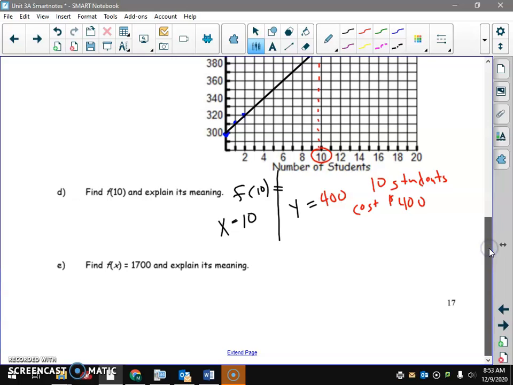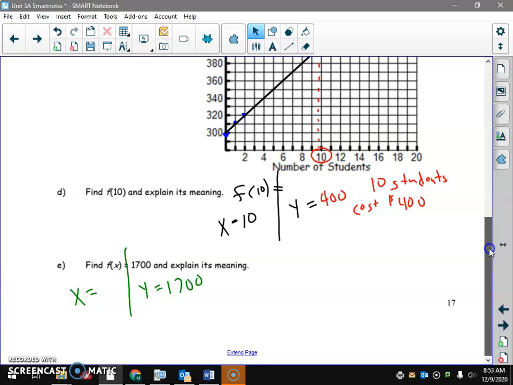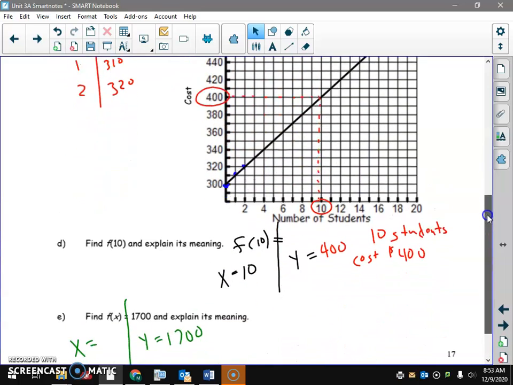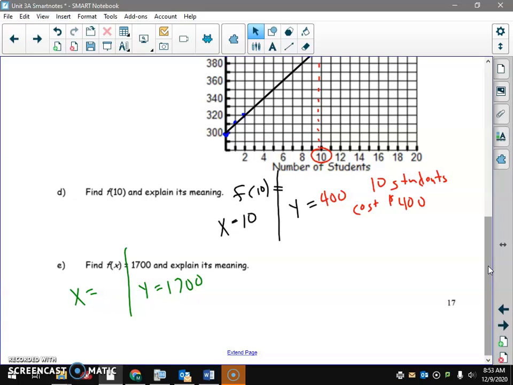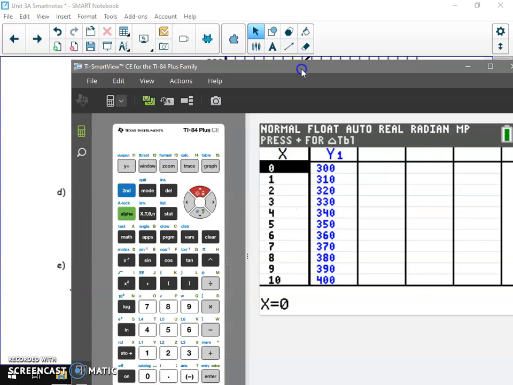Let's go to the other one. F of X equals 1700. Great wall. X equals, Y equals. The 1700's on the Y side. We can't use the graph. It's not big enough. We got to use our calculator. That's a great thing about our calculator.